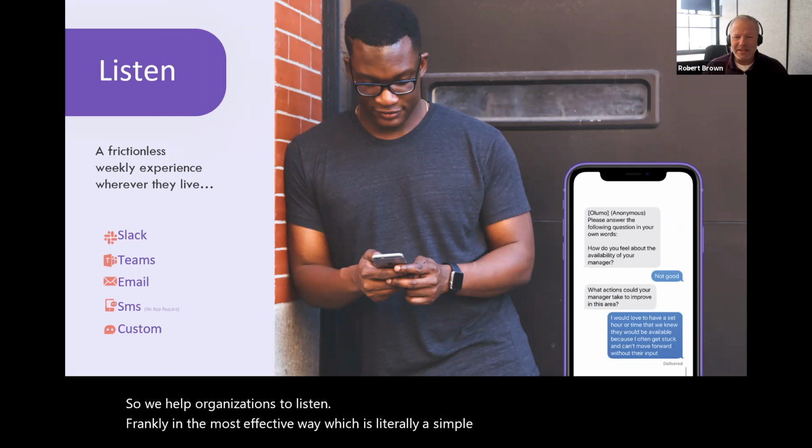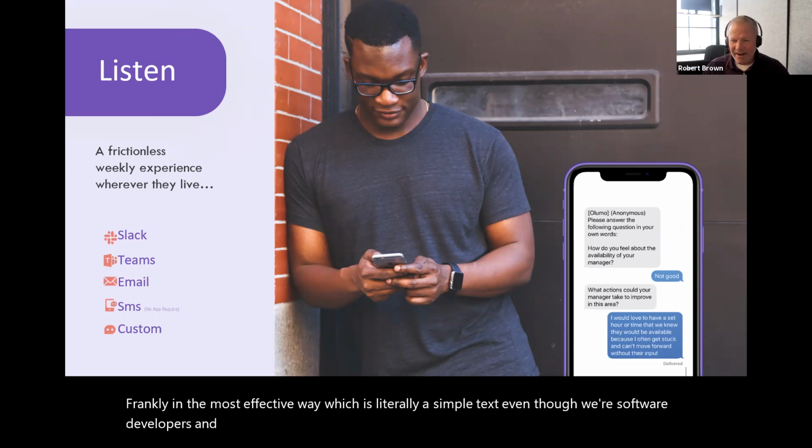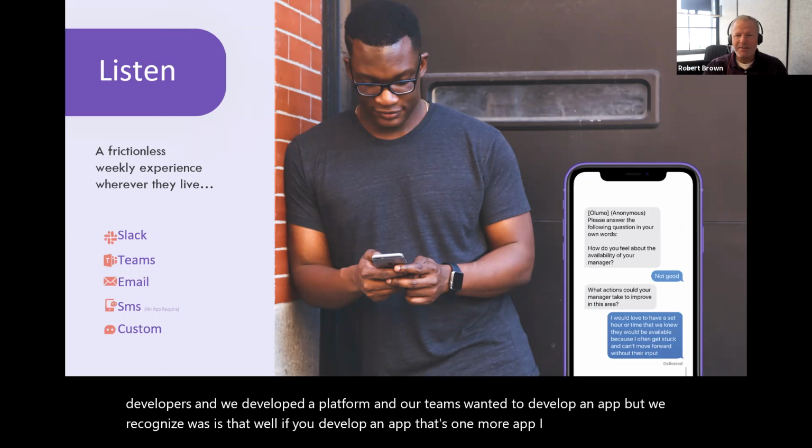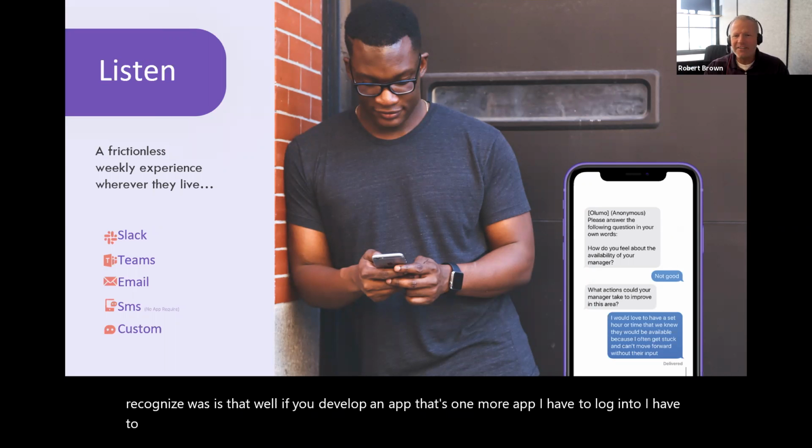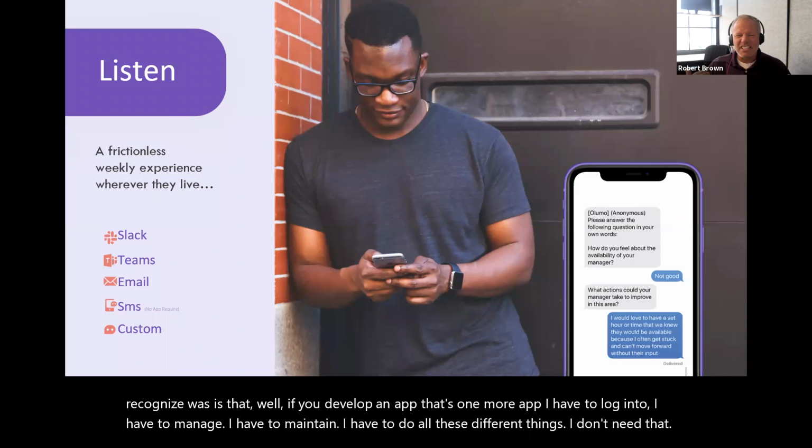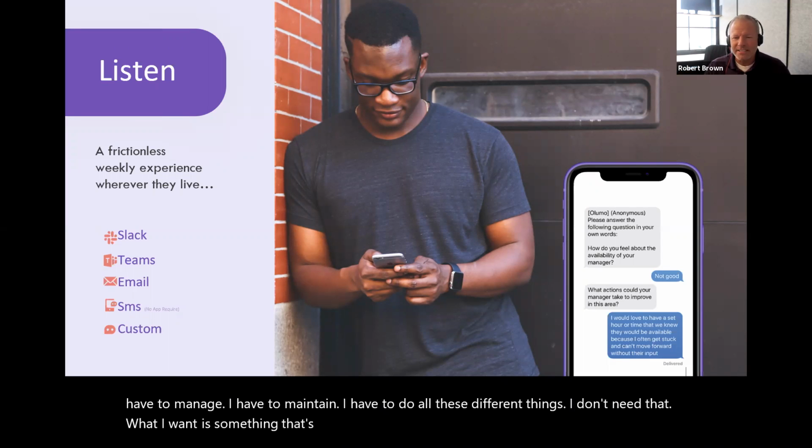Even though we're software developers and we developed a platform and our teams wanted to develop an app, what we recognized is that, well, if you develop an app, that's one more app I have to log into, I have to manage, I have to maintain, I have to do all these different things. I don't need that. What I want is something that's just frictionless, simple, easy.